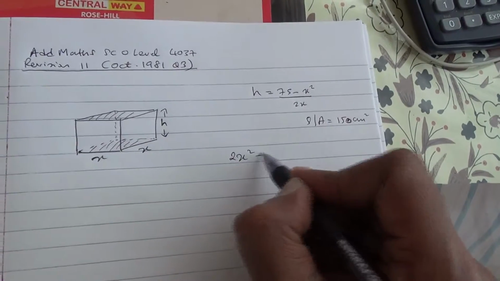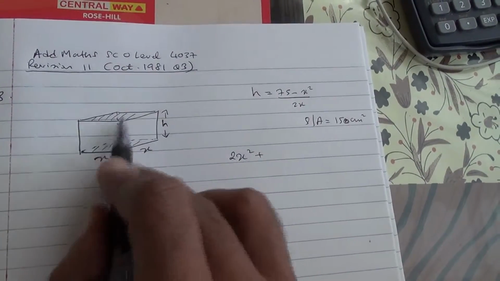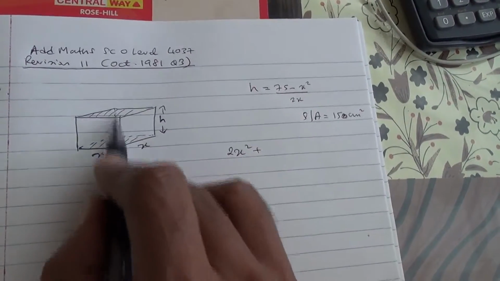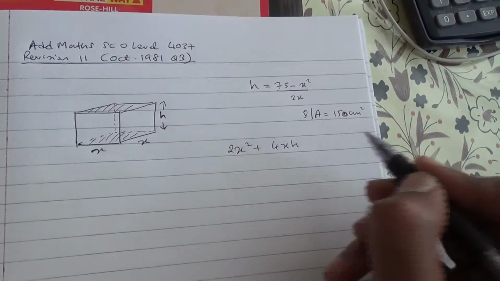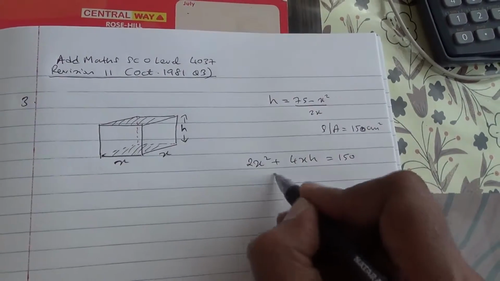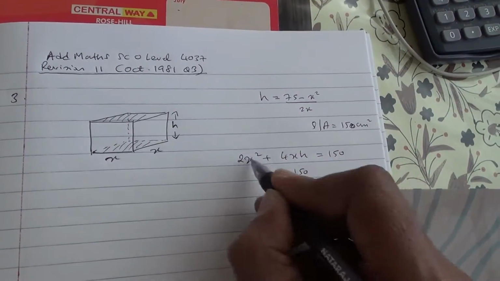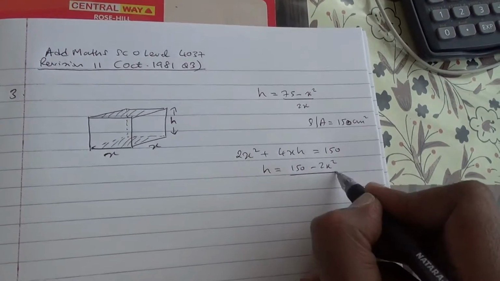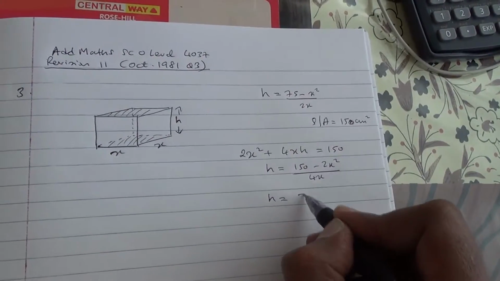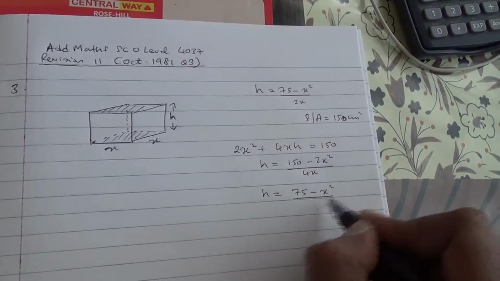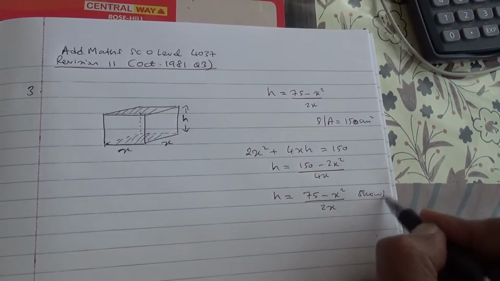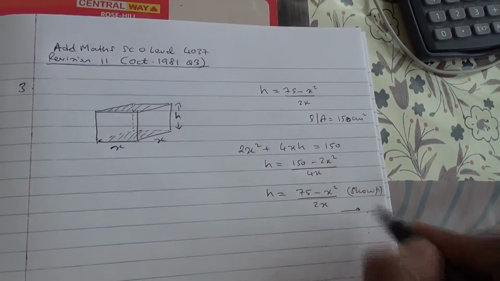So you got two like these, plus you got four sides, 1 2 3 4, and these are x times h, x times h, x times h, x times h. So I got 4x times h, and the total of that's going to give me 150 centimeters square. We need to find h, therefore h is going to be 150, you send the 2x squared on the other side, becomes minus, divided by 4x, and you can simplify further by dividing by 2, and you get 75 minus x squared over 2x, which has been shown. Good. Here's your answer.